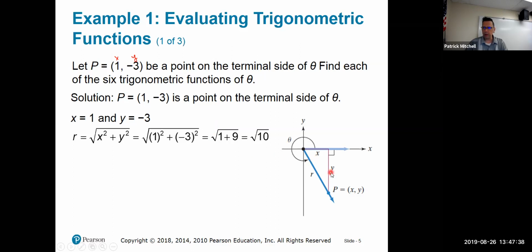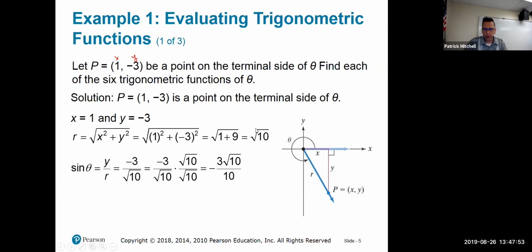I do think SOHCAHTOA helps to remember this. It's a lot easier to remember than y over r, x over r. But sine theta is y over r. So that's going to be -3 over the square root of 10. And if you're doing this for a person or a program that cares about rationalized denominators, then you're going to want to rationalize the denominator. Multiply the top and the bottom by the square root of 10. So you get -3 square root of 10 over 10. Make sure you don't forget that negative sign.